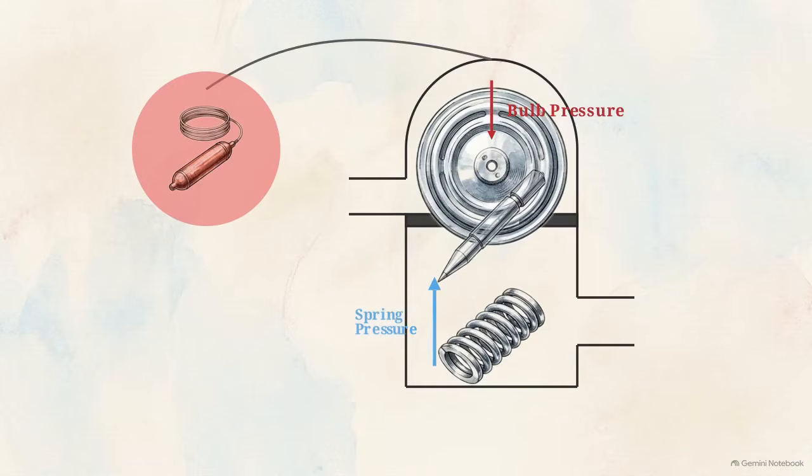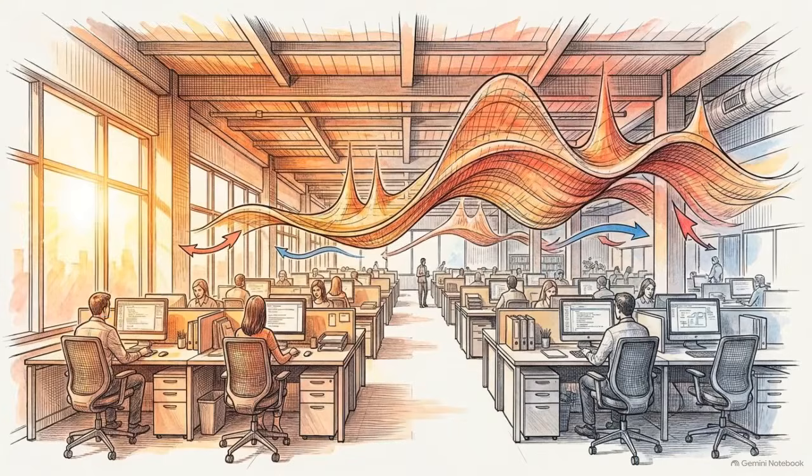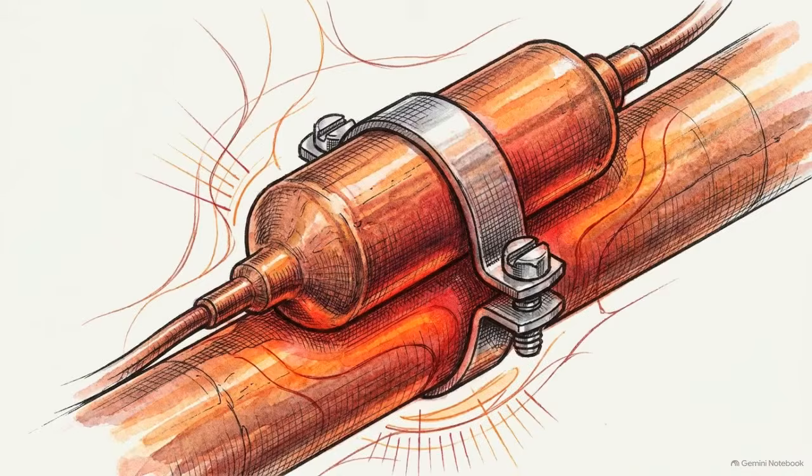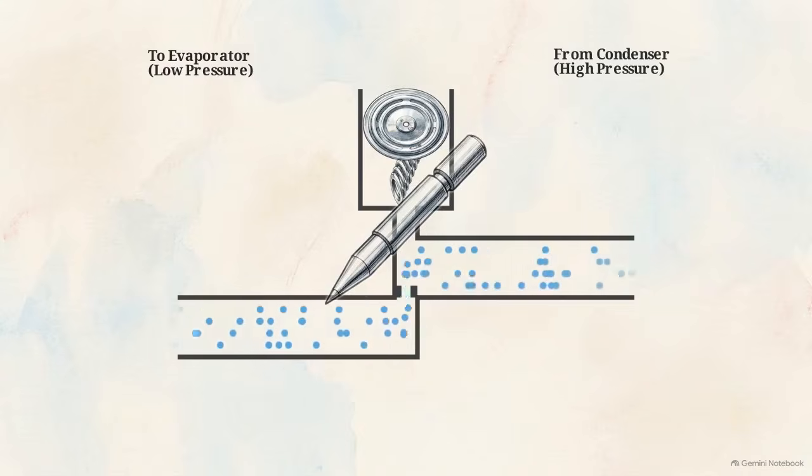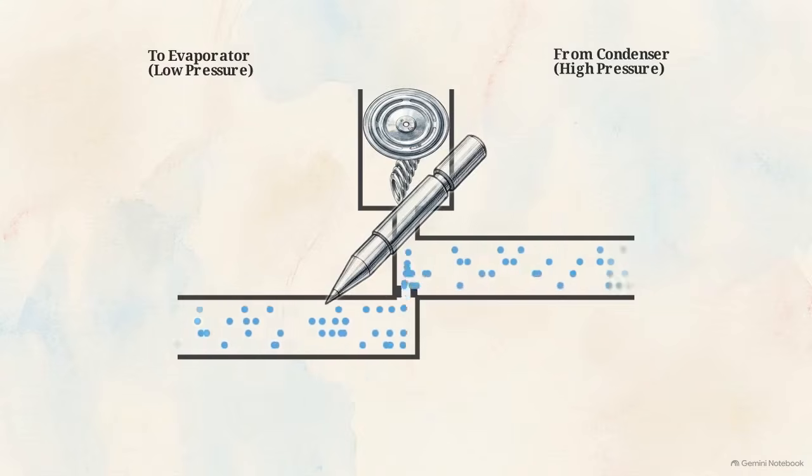Pushing back from underneath are two closing forces, an adjustable spring and the evaporator's internal pressure. When ambient heat increases in the space, the superheat rises. The vapor exiting the coil warms up, the fluid in the sensing bulb expands, and the downward pressure overpowers the spring, opening the valve to feed more liquid refrigerant.